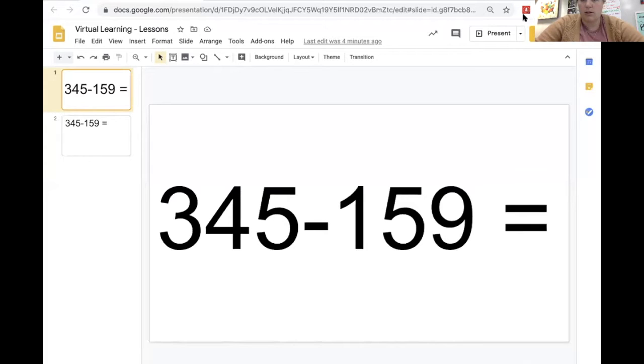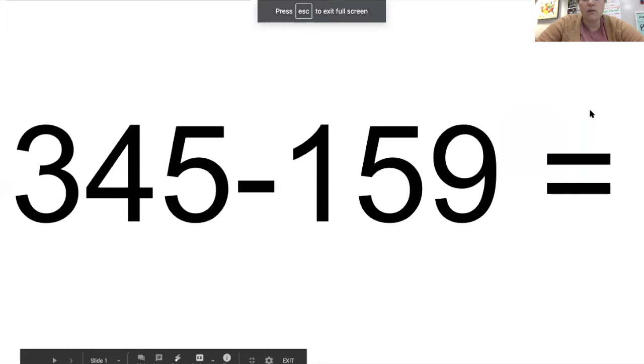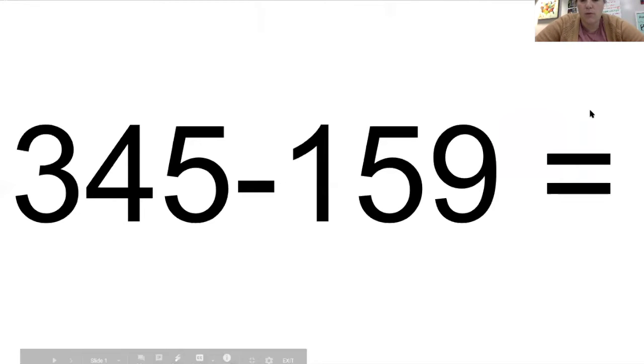And what I want you to do is think of all of the different ways that you know from your past for how to solve 345 minus 159. Stop and think.